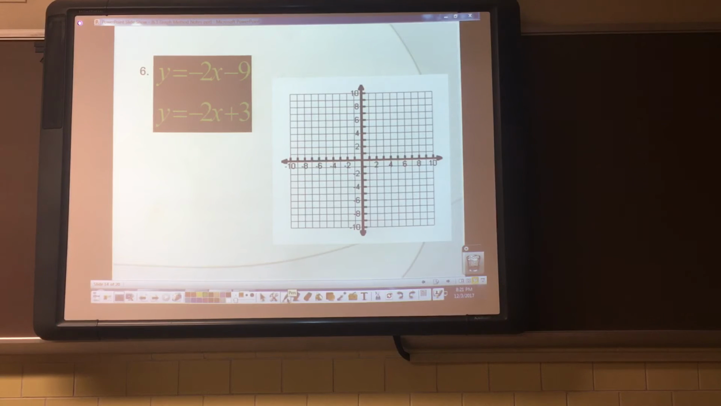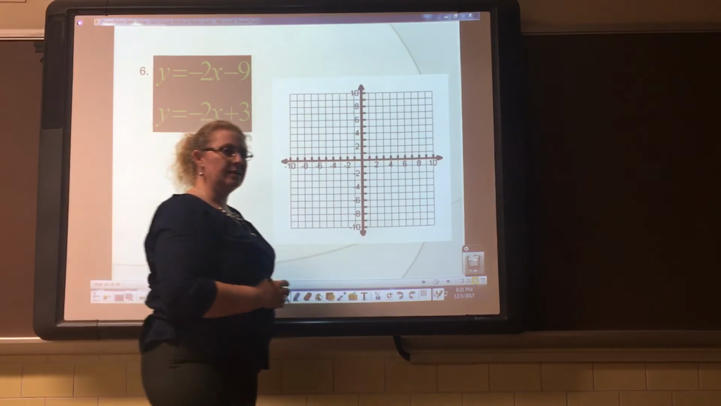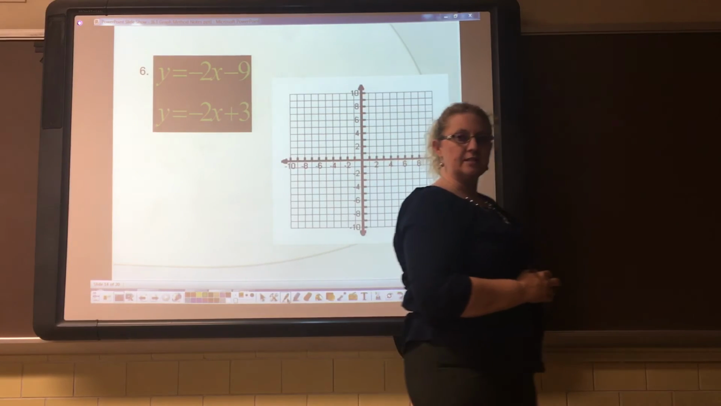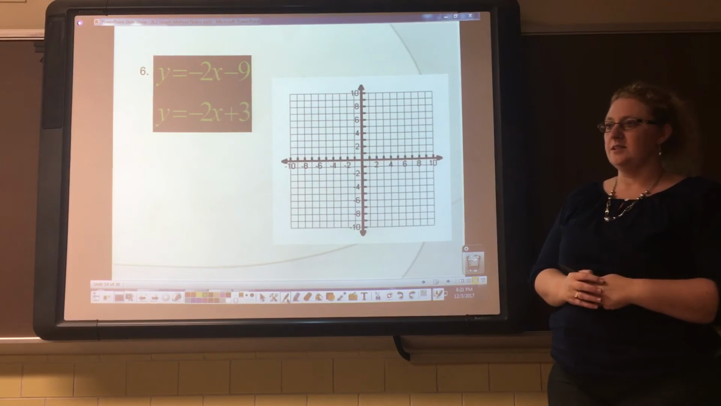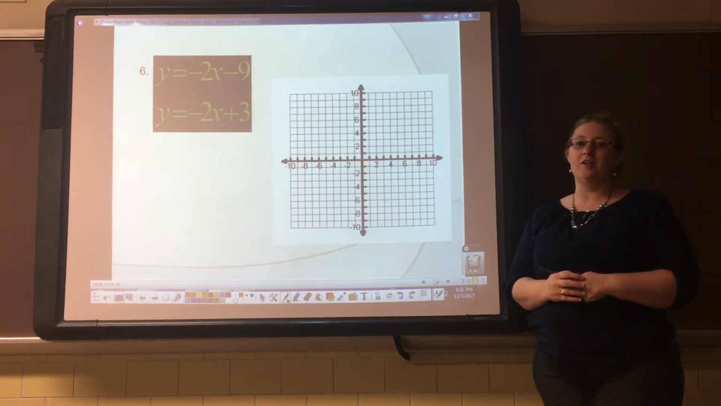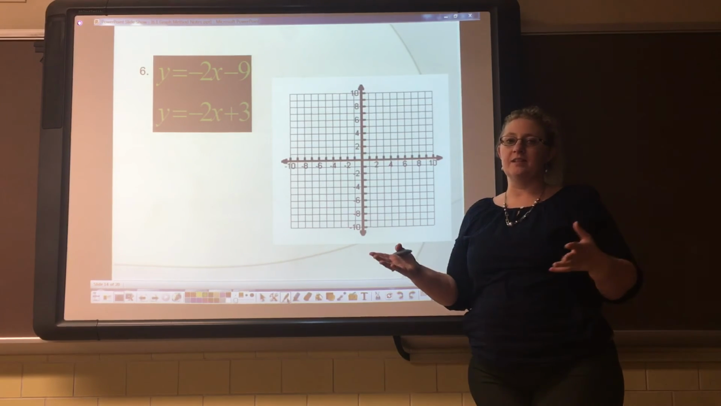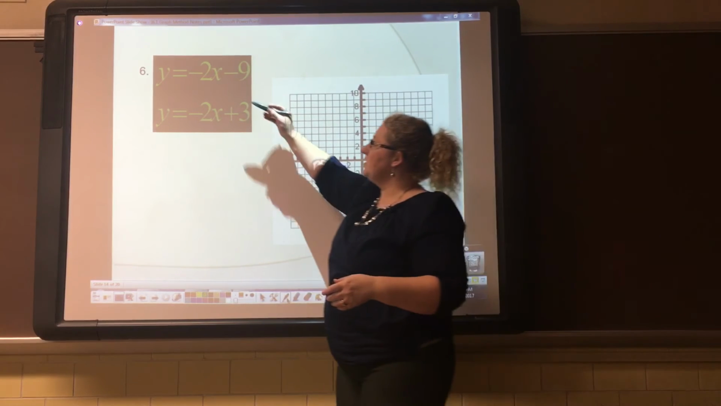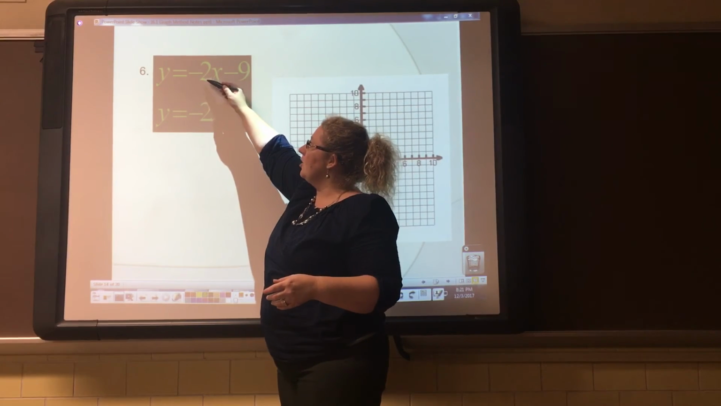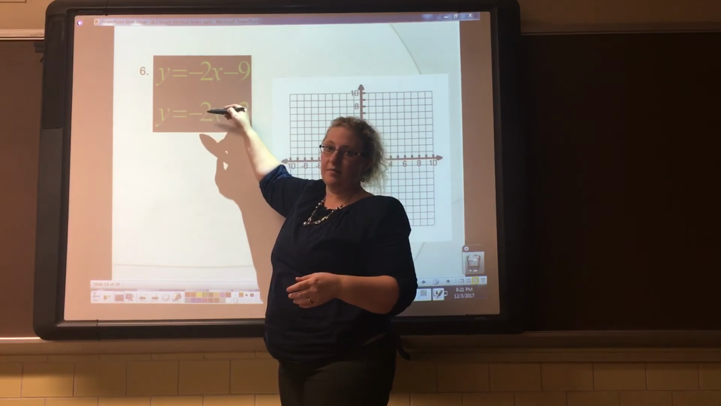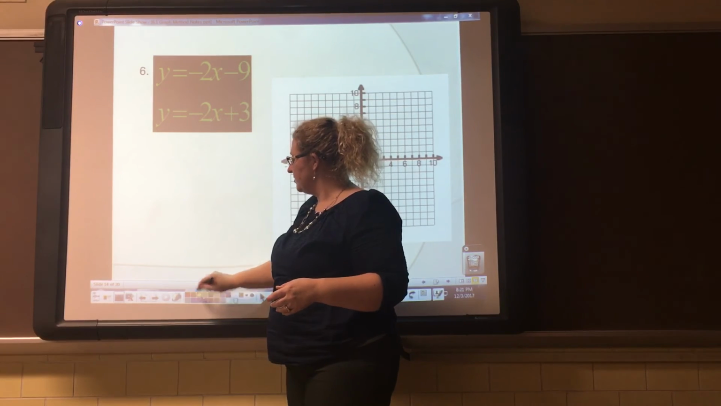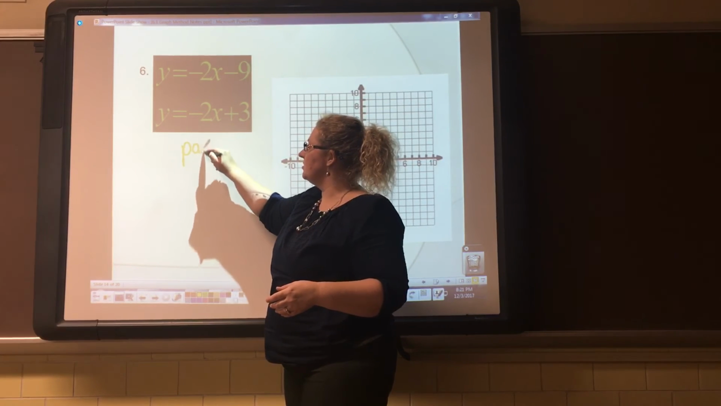Alrighty, let's go ahead and move on to example number 6. Do you notice anything unique about the equations on example number 6? Normally this is where you'd raise your hand and I'd call on somebody, but since I can't call on somebody, I hope that yes, you're noticing that there is something unique. What you should be noticing right here is that the coefficients of x are exactly the same. And so what we have here is going to be a parallel situation.